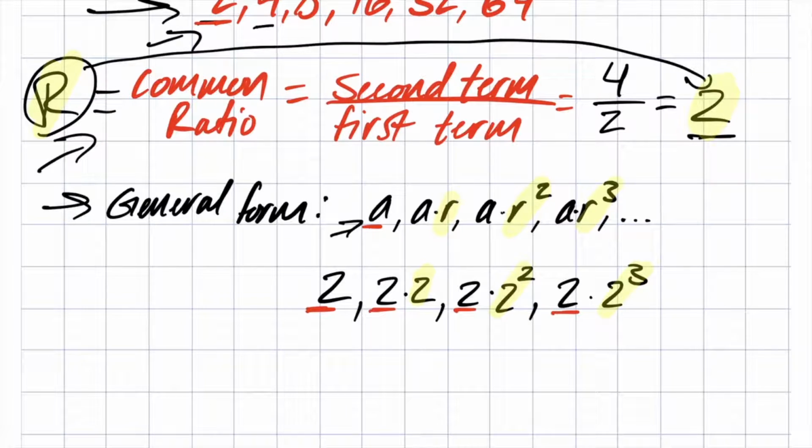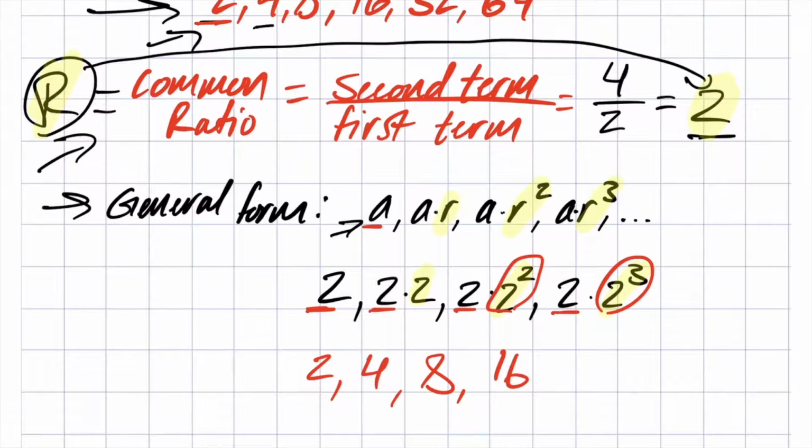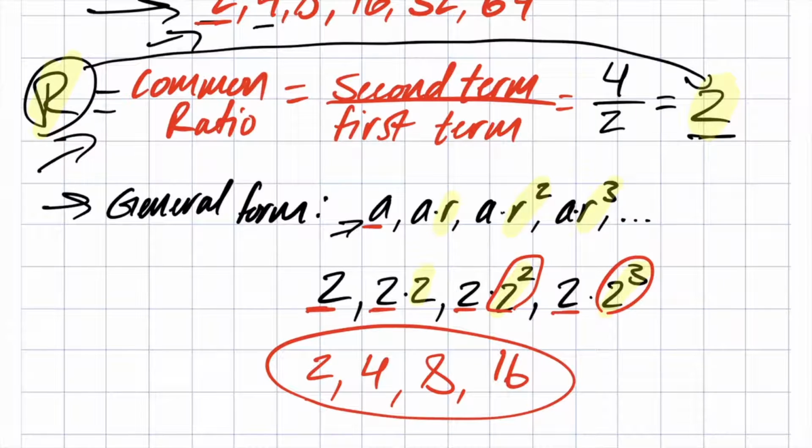Okay? Now let's just simplify a little bit. 2 is just 2. 2 times 2 is 4. 2 times 2 squared. Well, 2 squared is 4. 4 times 2 is 8. 2 cubed is 8. 8 times 2 is 16. And as you can see, this sequence here matches this sequence here. That's the general form of a geometric sequence. And I just showed you how we did it. Okay? So let's go ahead and do another example.